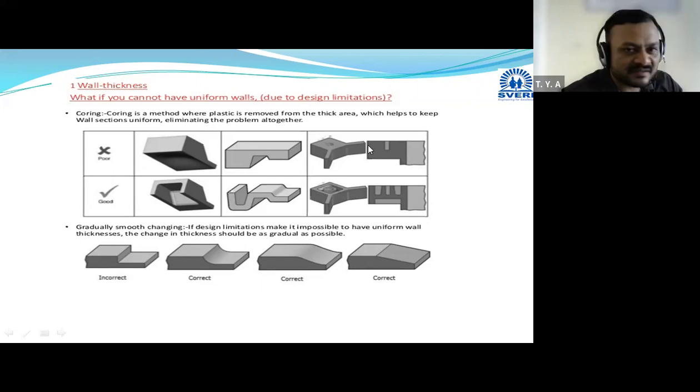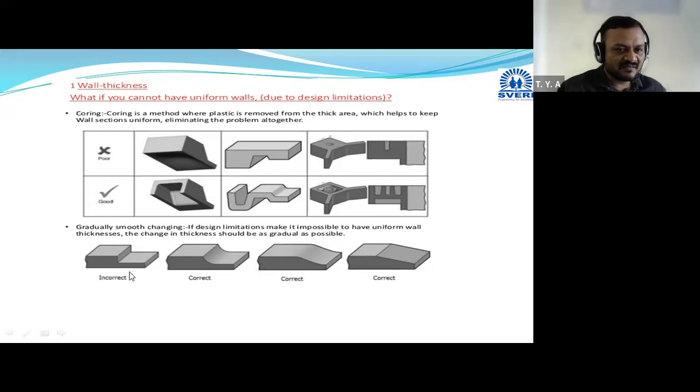Here in this diagram, you can see a very thick portion is there. What is our aim? To get the minimum and uniform wall thickness. Then how is it obtained? Like this. We have eliminated the material in this section by providing the coring. Metal coring will be provided. So in this way designs are modified.